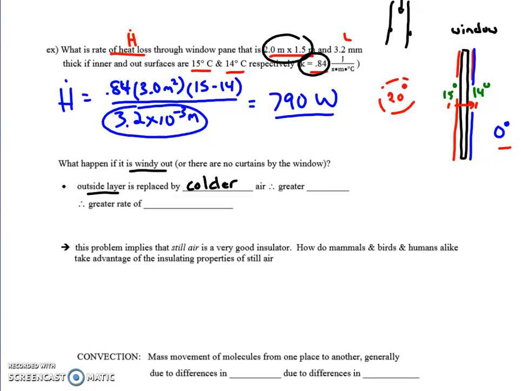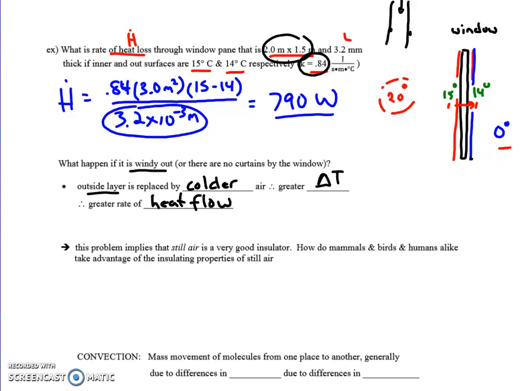In other words, the relevant layer here, the blue one, is at 14 degrees because it's being warmed up by the heat coming out of the inside. If the wind is blowing, it keeps moving that away, replacing it with this 0 degree air. So there's going to be a greater delta T, and that's really, really important. There's going to be a greater temperature difference between the inside and outside, and therefore a greater rate of heat flow.